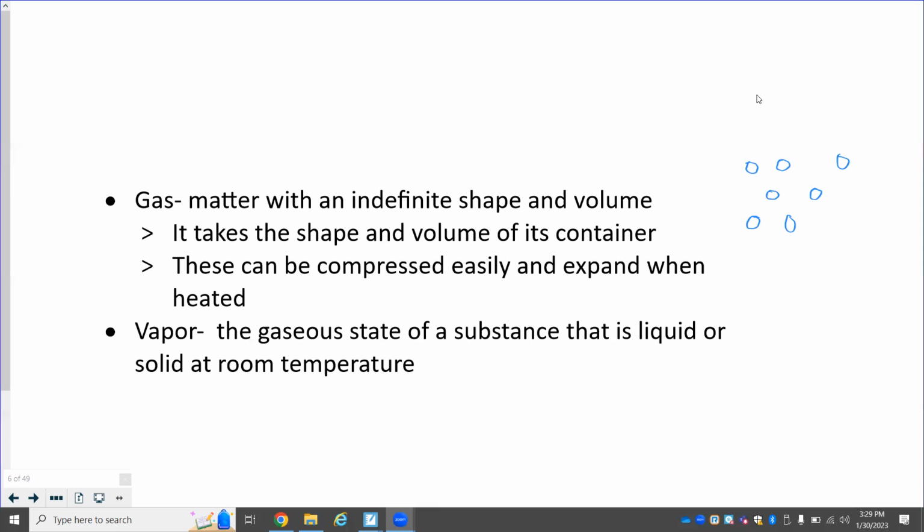You'll also hear us talk about vapors throughout the course of the semester. A vapor is the gas state of a substance that is normally liquid or solid at room temperature. Think of water at room temperature: it is a liquid. Whenever we boil water, we create water vapor. So it's the gas state of water since it's normally liquid at room temperature.